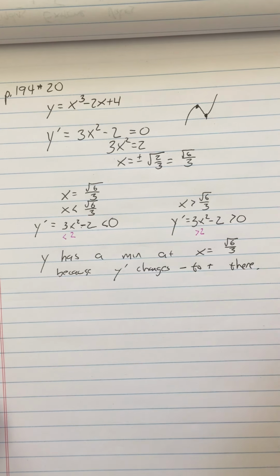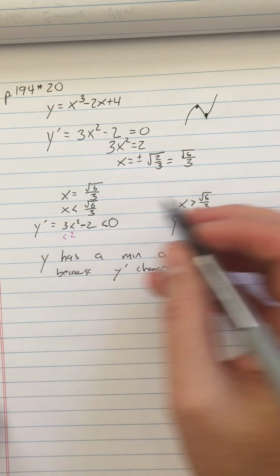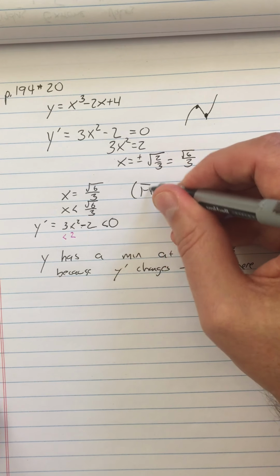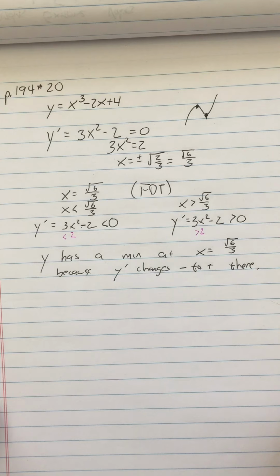All right, and that's what I said. The min was going to be at the positive one, and then you can do the same thing for the max. These are our first derivative tests. So this is the first derivative test for x equals square root 6 over 3.